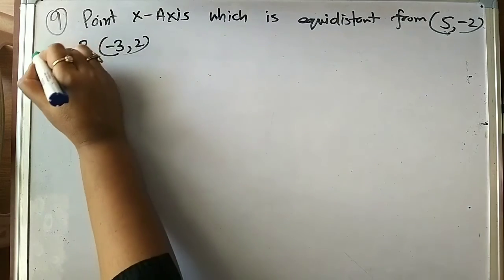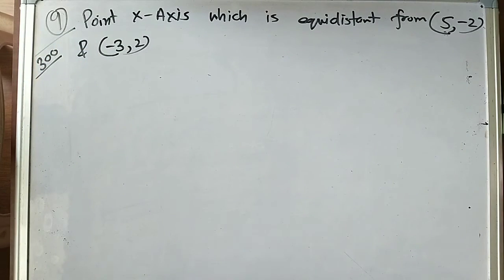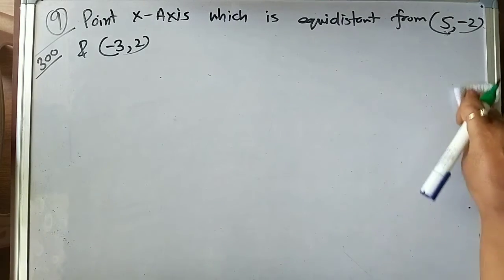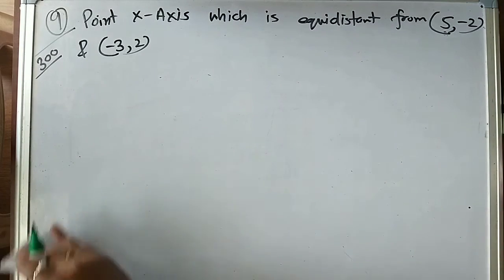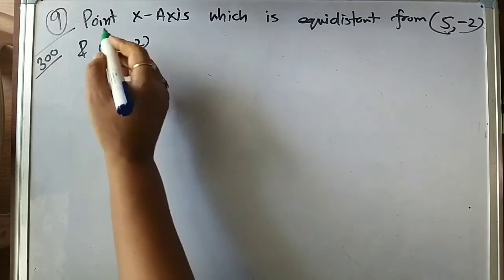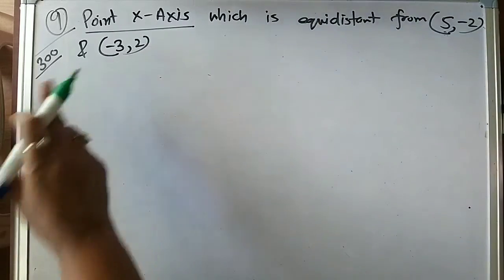See, this is very easy. Question number 9 on page number 300. I will suggest you pause now and solve on your own. After that you check if you have done it correct or wrong. So they are saying x-axis. Remember, the point is on the x-axis, which is equidistant from this point and this point.